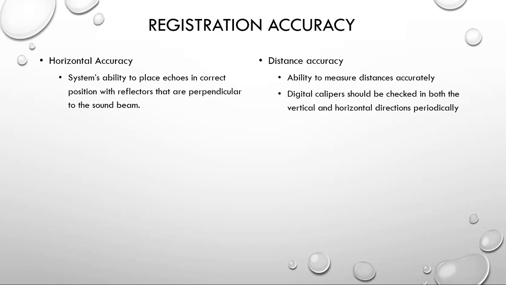Horizontal accuracy is the ability to determine the accuracy of echoes perpendicular to the sound beam. In this case, again, calipers are used to check the direction, and you determine if the accuracy is still correct.